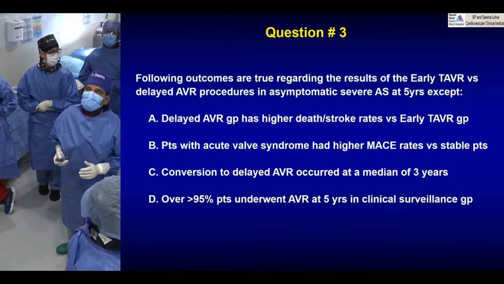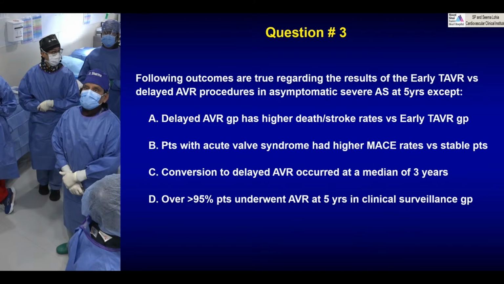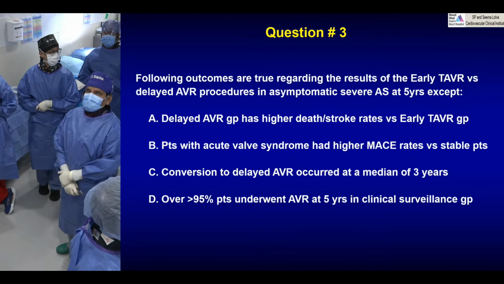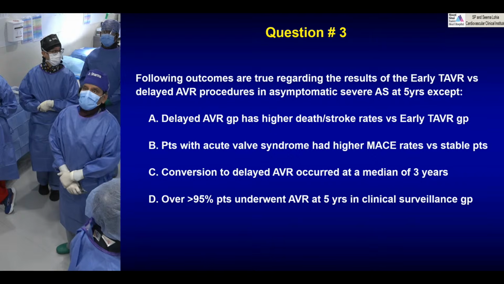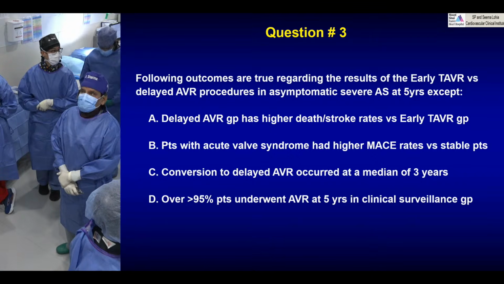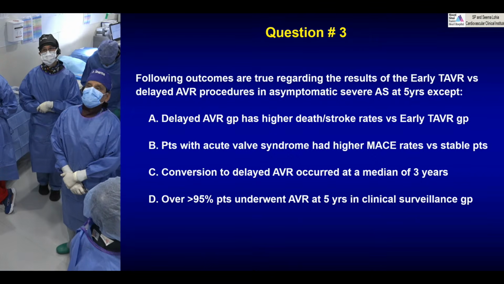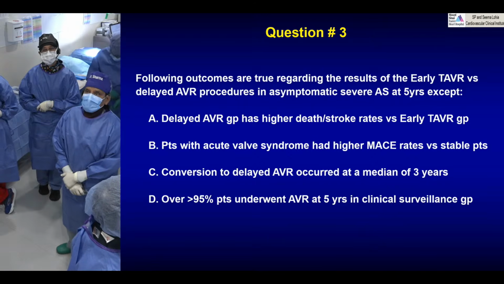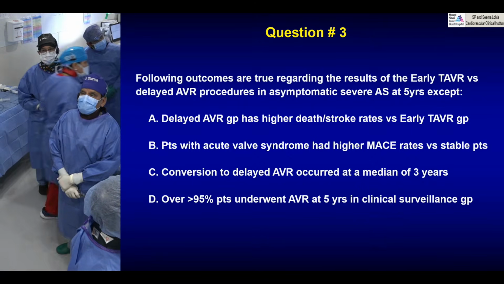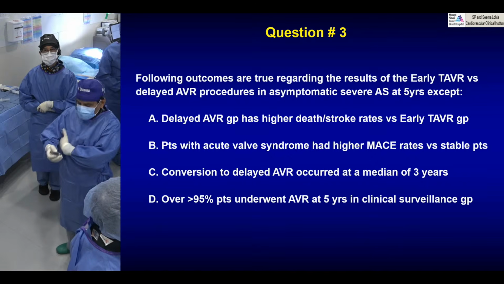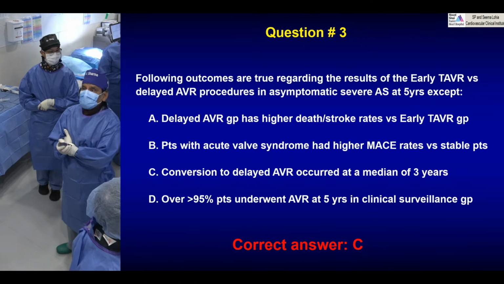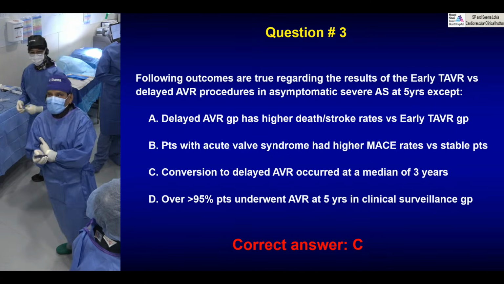Question 3, following outcomes are true regarding the results of the early TAVR versus delayed AVR procedure in asymptomatic severe AS at 5 years, except: delayed AVR group has higher death and stroke rates versus early TAVR group. Patient with acute valve syndrome had higher MACE rate. Conversion to delayed AVR occurred at a median of 3 years. Over 95% underwent AVR at 5 years in clinical surveillance. Clearly was, the median was about 11 months. So with that, we complete our presentation for today.